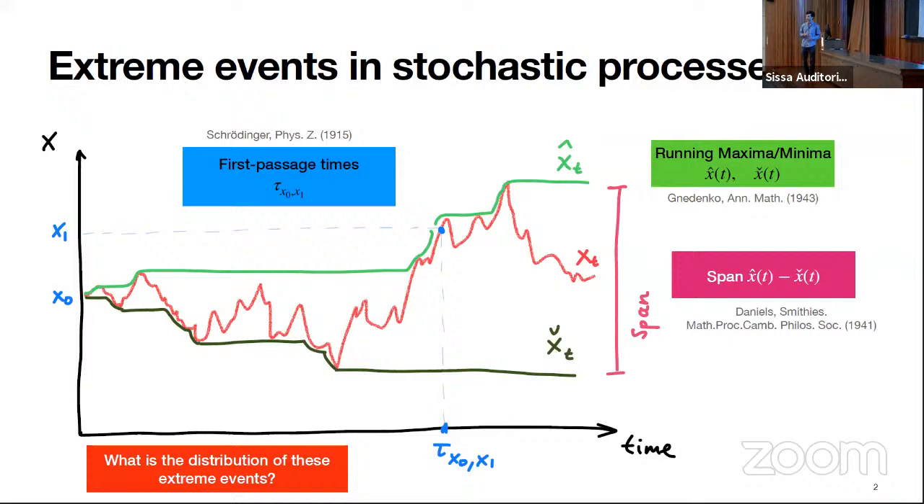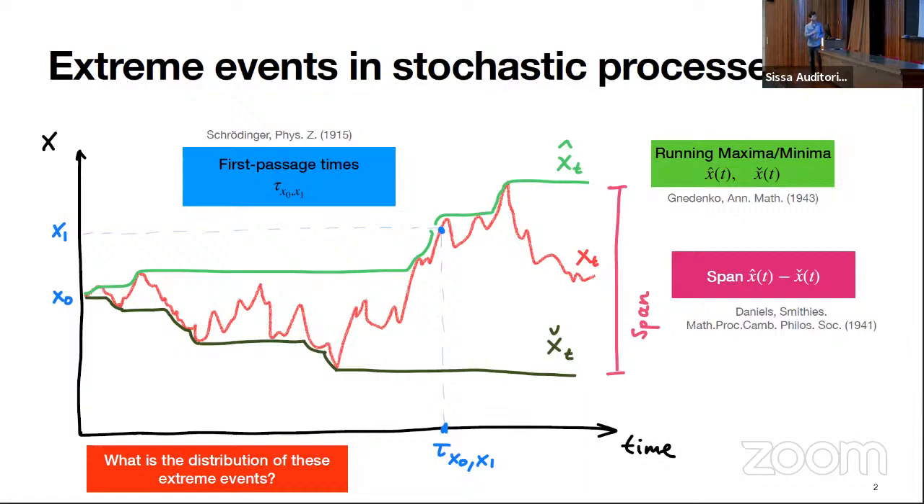Another question that you can ask is the question of the running maximum. This is the bright green line on top. The running maximum at a time t is just the highest value that your process has attained up to a certain time. Equivalently, you can define the minimum. And the difference between the two goes under various names. Sometimes it's referred to as the span, the range, or the volume.